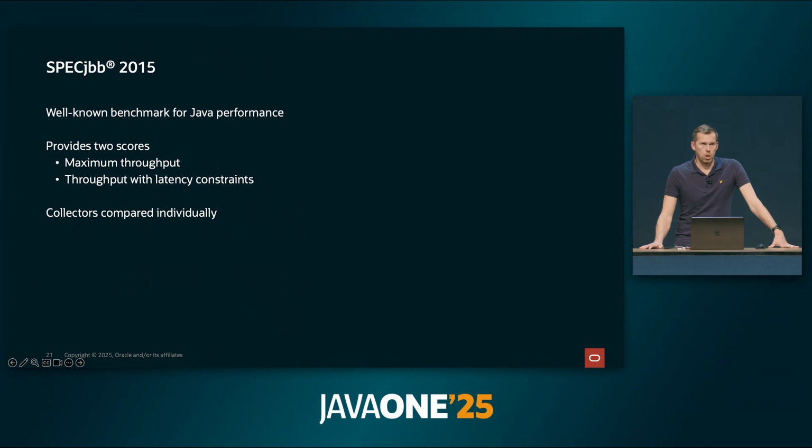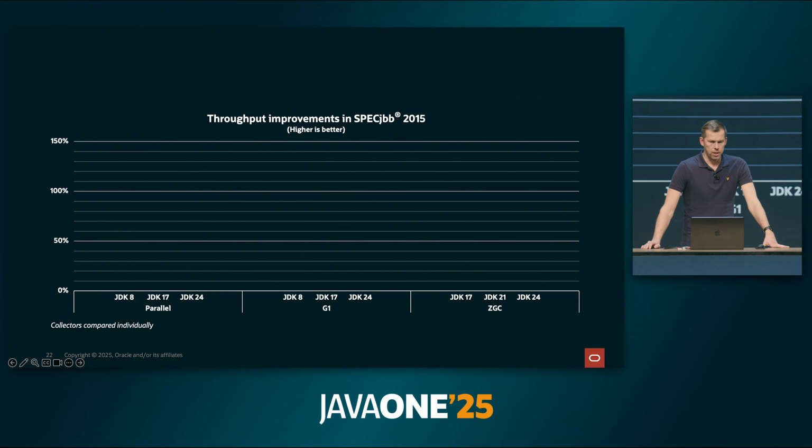I don't try to show which garbage collector is the best, because depending on the environment and other things, the different garbage collectors perform differently well. But instead, I want to show the progress of each individual GC. So if we start looking at the throughput improvements, for G1 and Parallel, I'm comparing JDK 8, using that as a baseline, to 17 and 24. For ZGC, we're using 17, 21, and 24, because ZGC wasn't around in JDK 8, so we can't compare against that. And also for ZGC, JDK 24 is the only release using the generational mode.